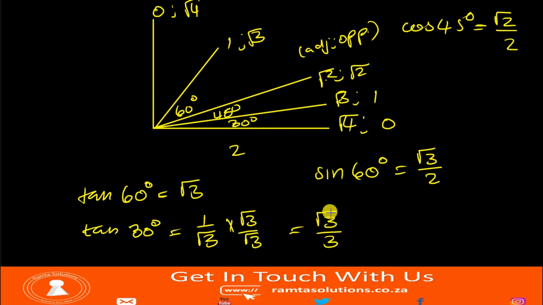I don't know what your calculator returns. Let me check quickly. Tan 30 degrees. It's root 3 over 3. So you won't be penalized for leaving it like this or even just 1 over root 3. Why? It's important to rationalize your denominator unless they have stated otherwise. Okay. All right. So let's proceed.